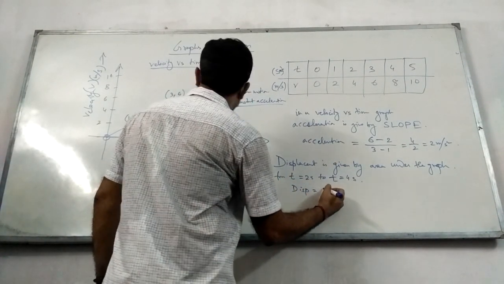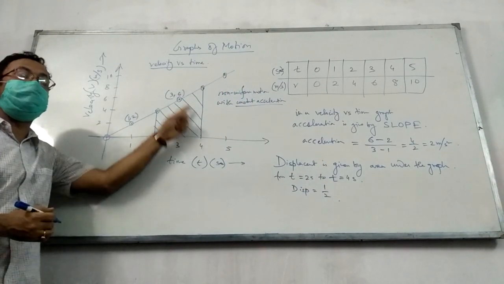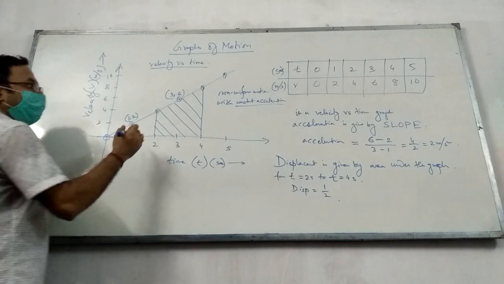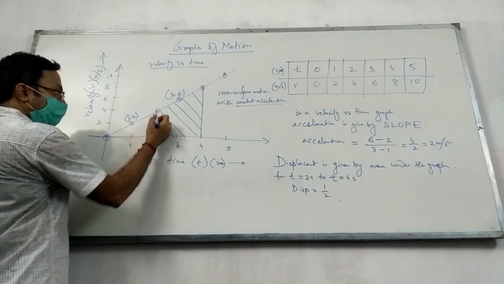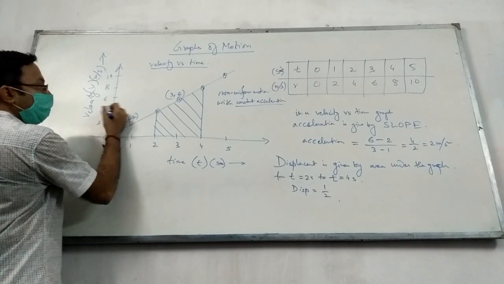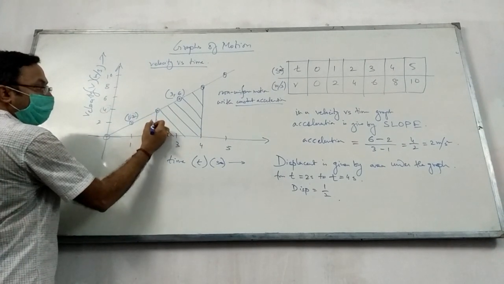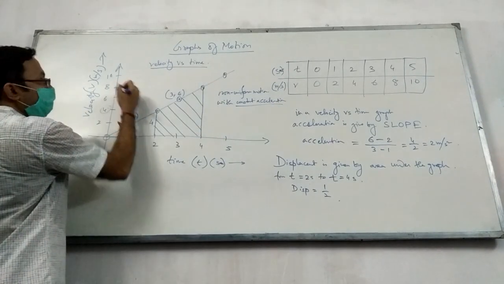Displacement equals half into... you know what shape this is? Trapezium. For the area of a trapezium, how do you find it? Half into the sum of the parallel sides. So this length is 4 units, and this length is 8 units.